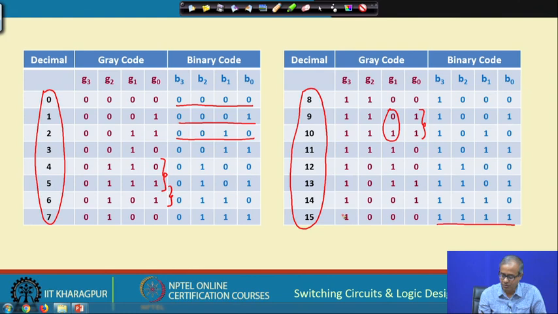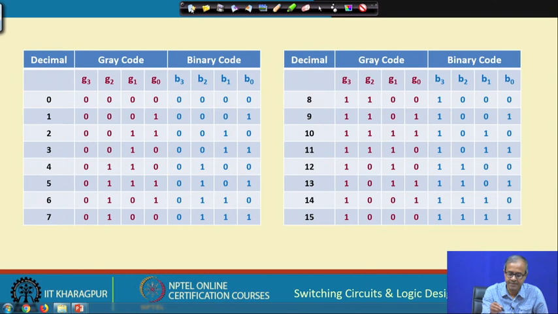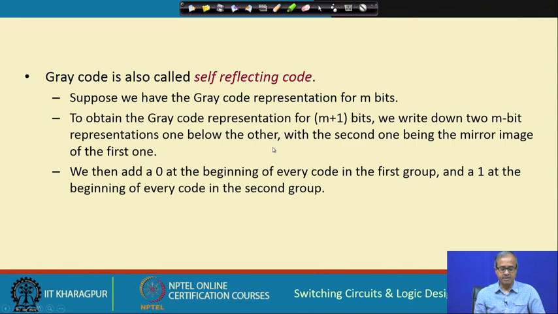This is what gray code basically is. So, across successive codes, exactly one bit position changes its state, right. This is one property we mentioned of so called cyclic codes. This is an example of a cyclic code, all right, fine. There is another interesting thing about gray code, for which it is also sometimes called self reflecting code.